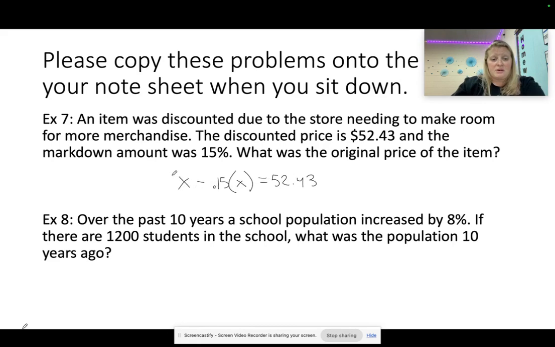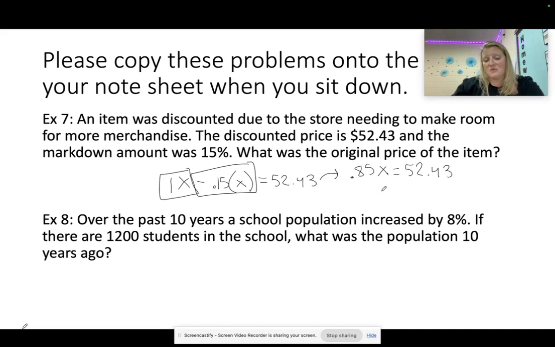Now you don't want to forget that there is a 1 in front of the X. So if we're going to get anywhere, we're going to have to combine our like terms. So 1x minus 0.15x, those can be combined. Right? So if I do 1 minus 0.15, that is 0.85. So now my problem says 0.85x equals 52.43, and I can finish by dividing.